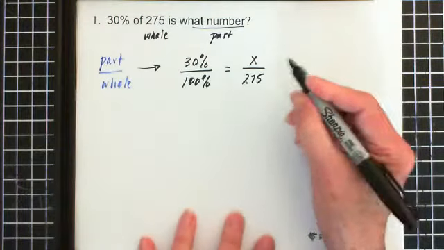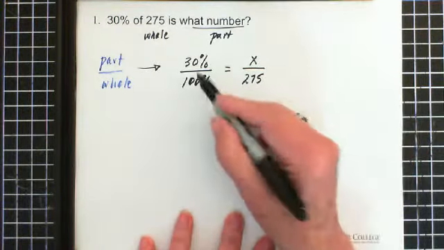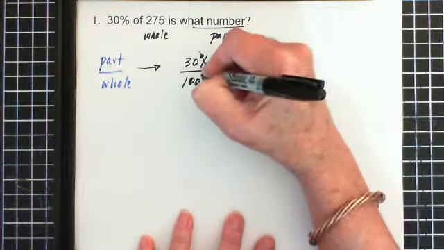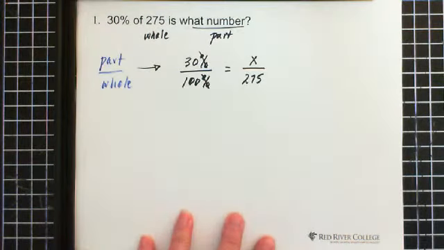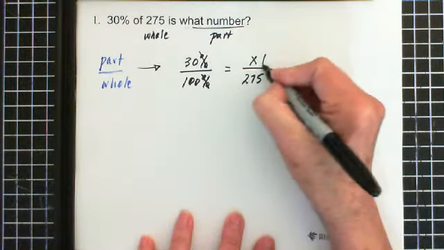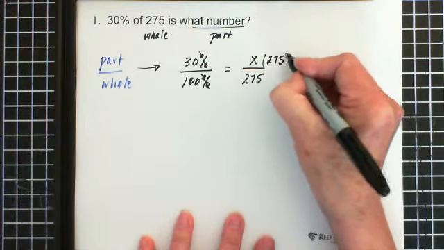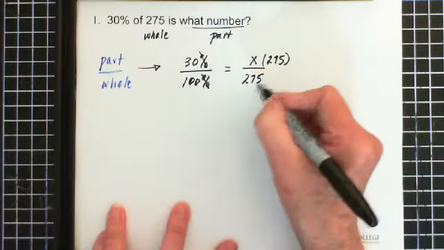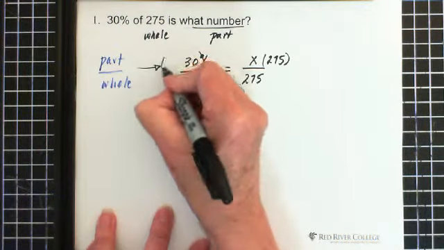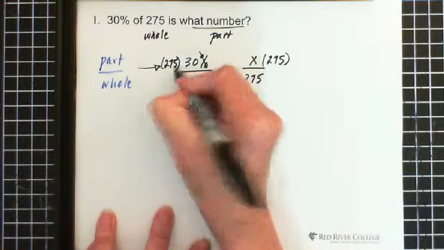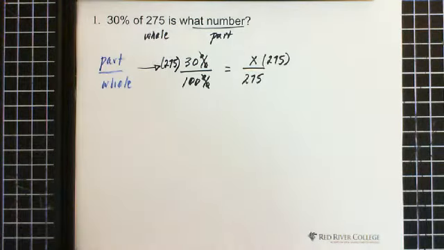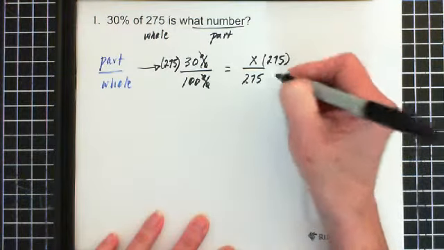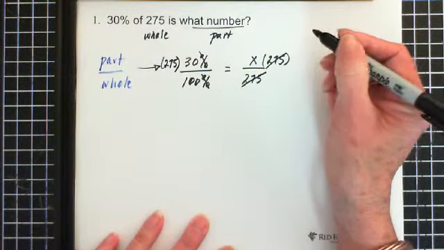Now, we're looking for x. We have 30% divided by 30%. I'm just going to get rid of the percent divided by percent, so I'm just going to cancel those. Multiply here by 275, because that gets the 275 out of this side. If I multiply on this side by 275, I have to multiply on this side by 275, because what we do on one side of the equation, we must do on the other. Then I go back here. 275 divided by 275 is 1, so these two cancel.